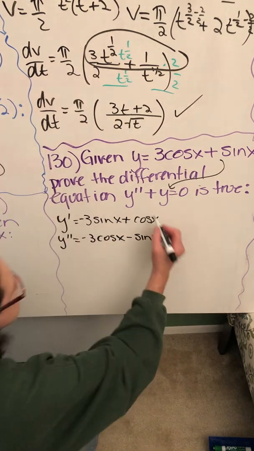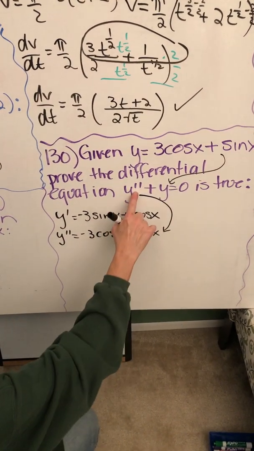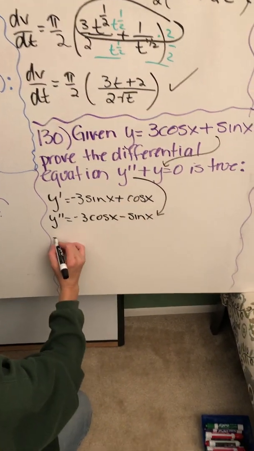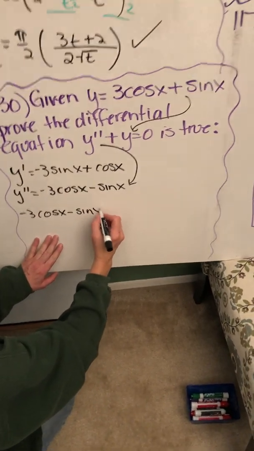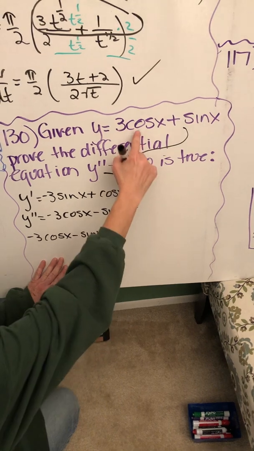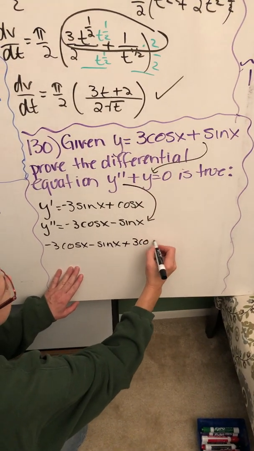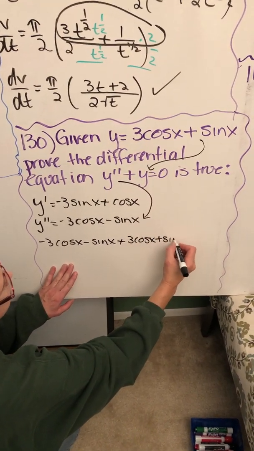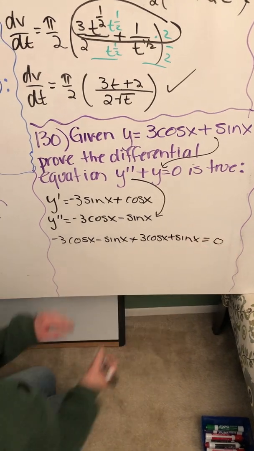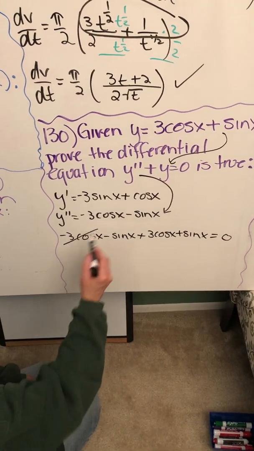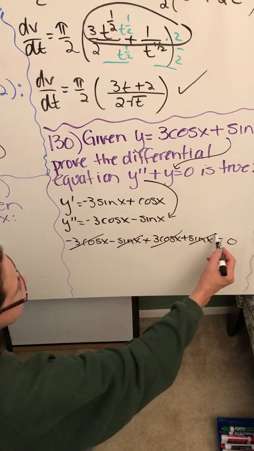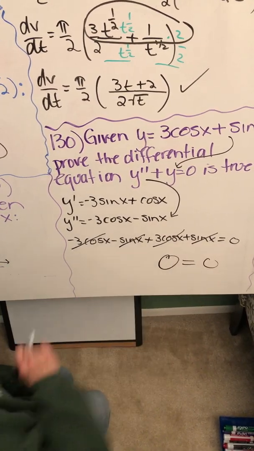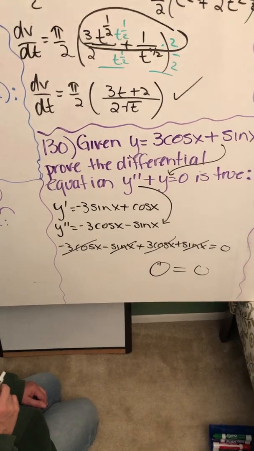Let's fill in the equation. Here we go. Second derivative, negative 3 cosine of x minus sine of x, plus, let's put in y, it's right here, 3 cosine of x plus sine of x. Apparently that's supposed to equal 0. Notice it does. Negative 3 cosine of x, positive 3 cosine of x, negative sine, positive sine, 0 equals 0. We did a great job.